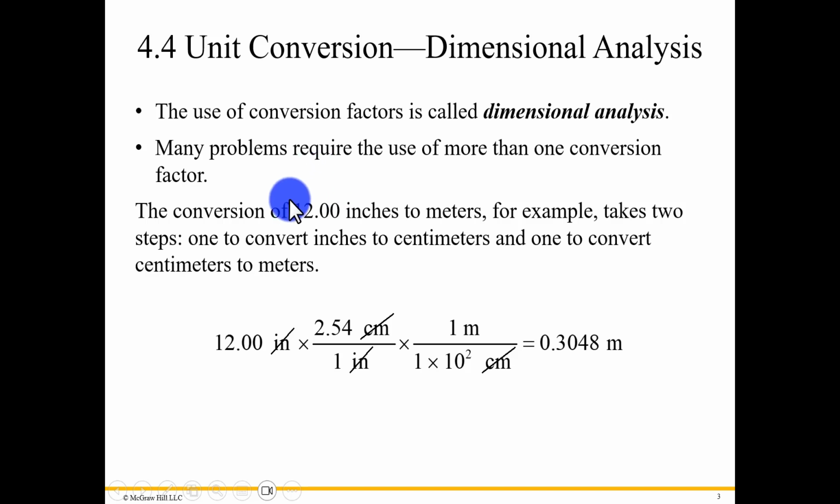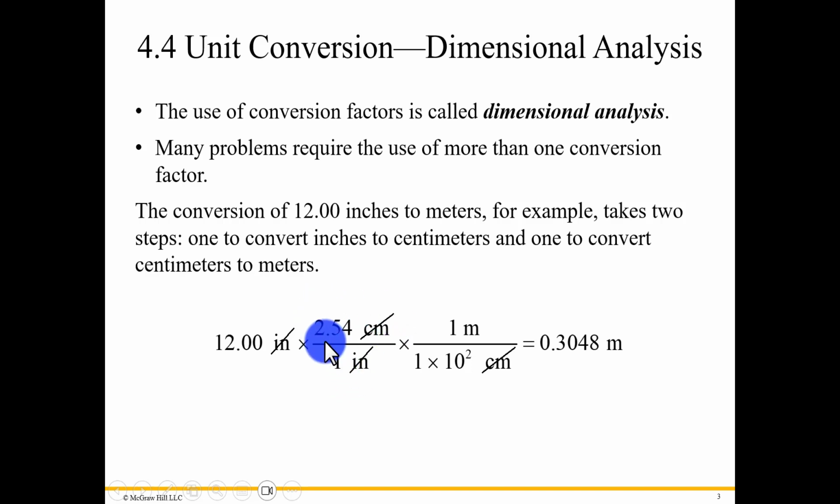We would start with the amount that you are given in the problem, 12.00 inches. Pick the correct conversion factor that will cancel the inches. So multiply that by the fraction where the inches are at the bottom because I want them to cancel, and then the centimeters are at the top.